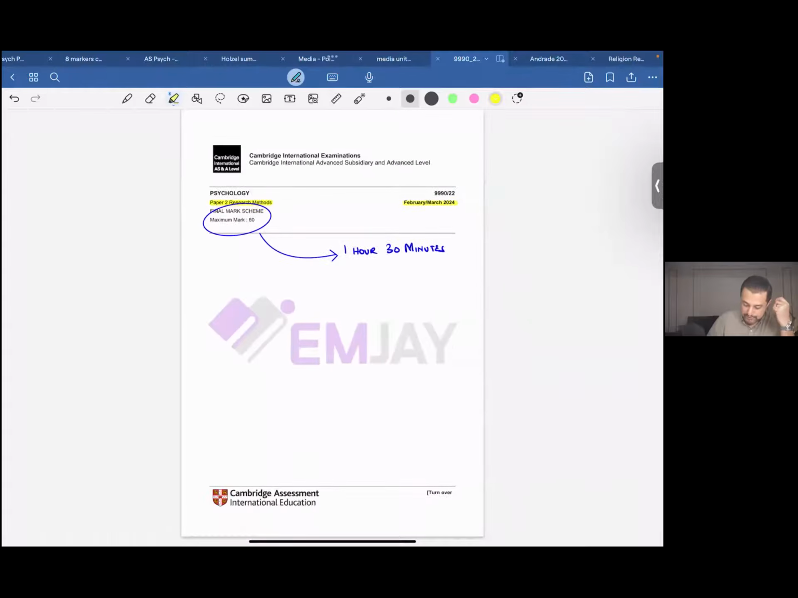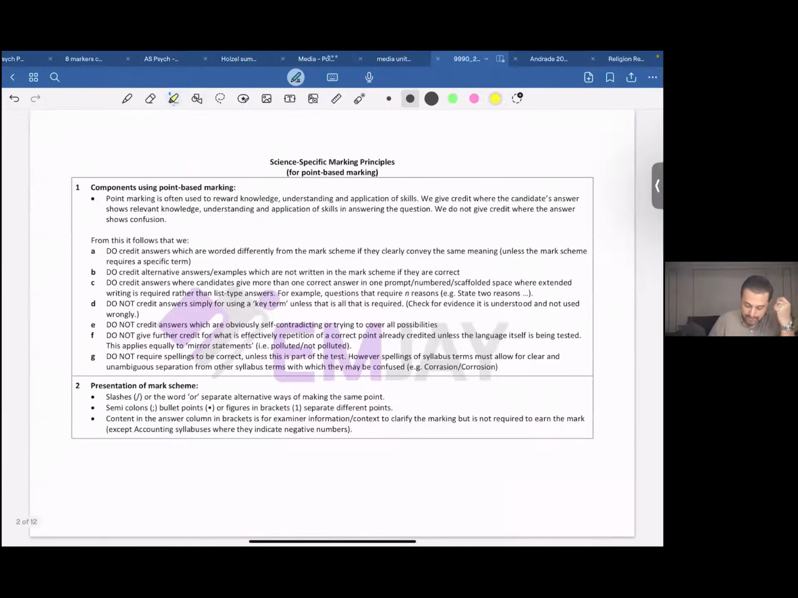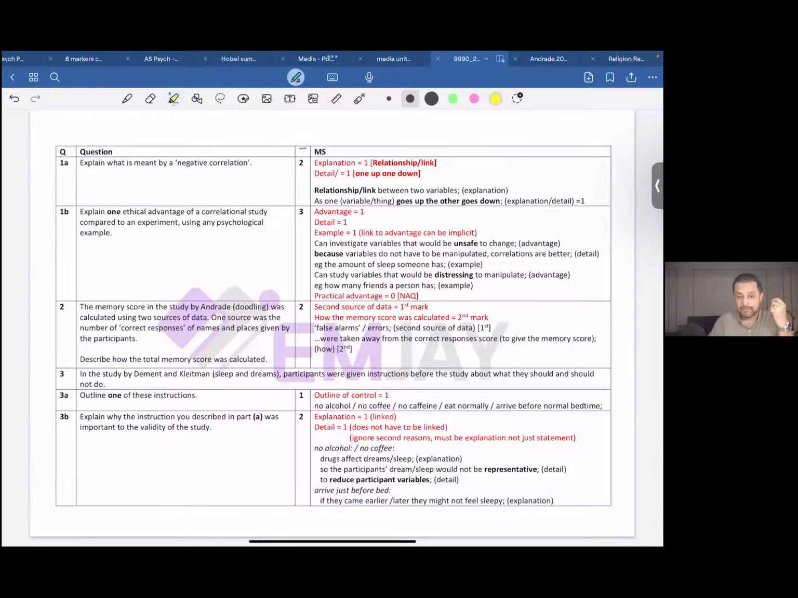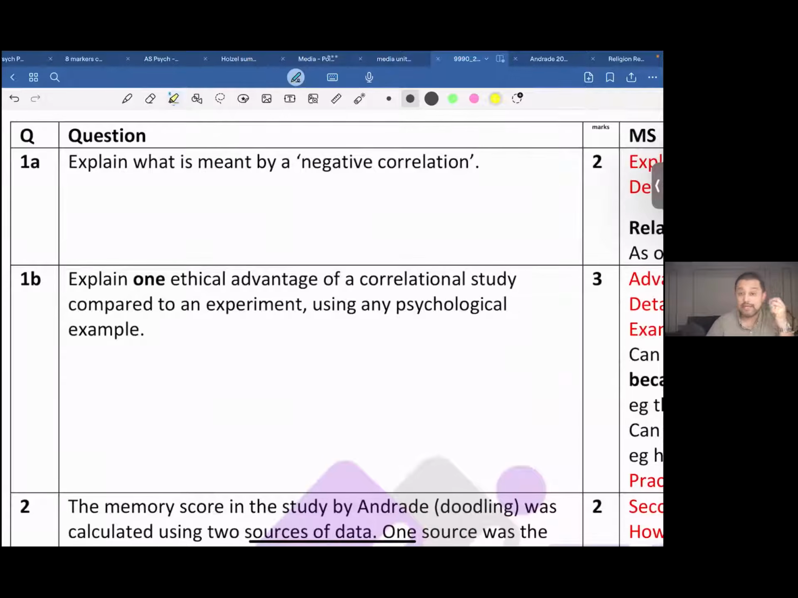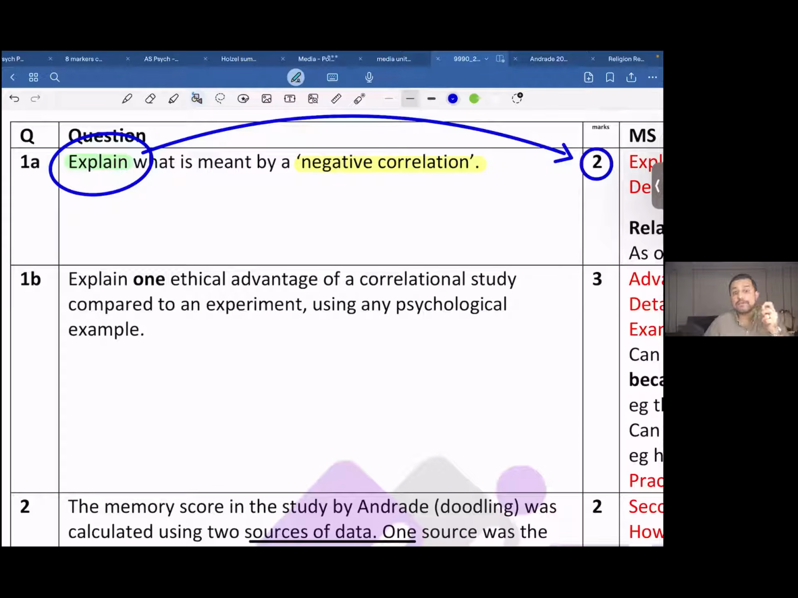The first question that we had in February, March 2024 paper said, explain what is meant by negative correlation. Now, the first thing first, remember this question is asking you to explain. And this is worth 2 marks. Keep these in mind, right? So what are they asking you to explain? They're asking you to explain what negative correlation is.